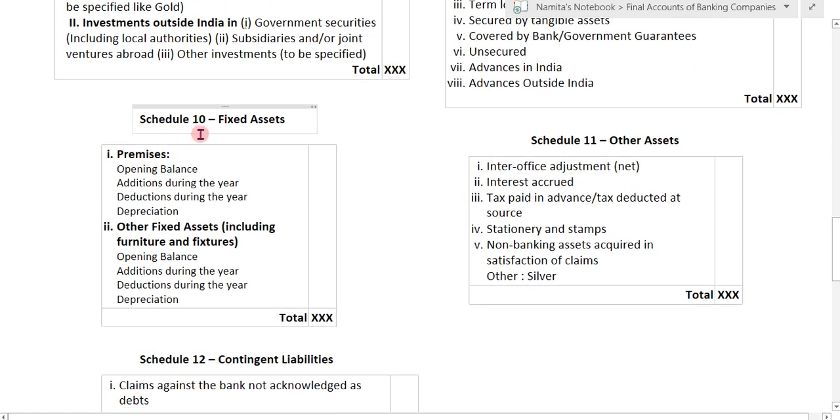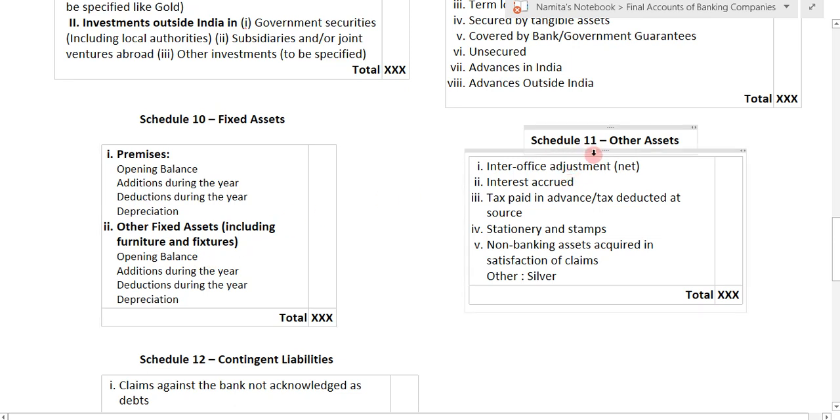Next is schedule number 10, fixed assets. What are the fixed assets the bank is having? They are to be recorded in schedule number 10, like premises and other fixed assets such as furniture and fixtures.